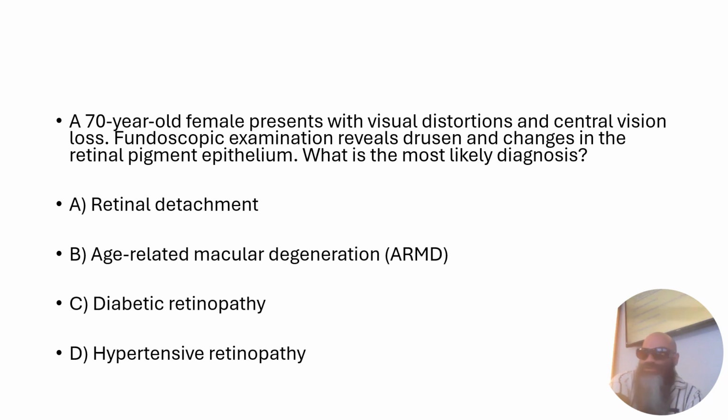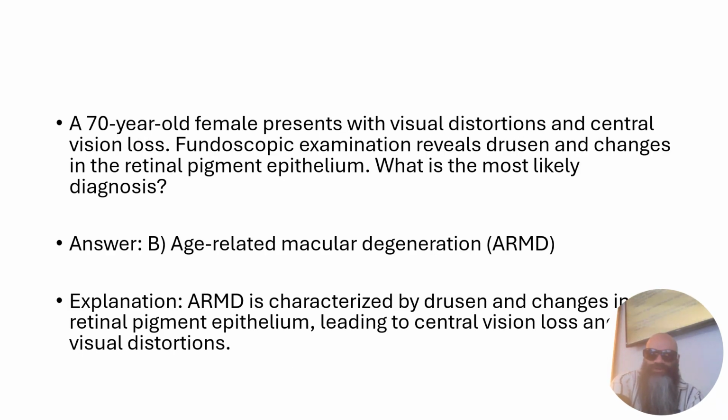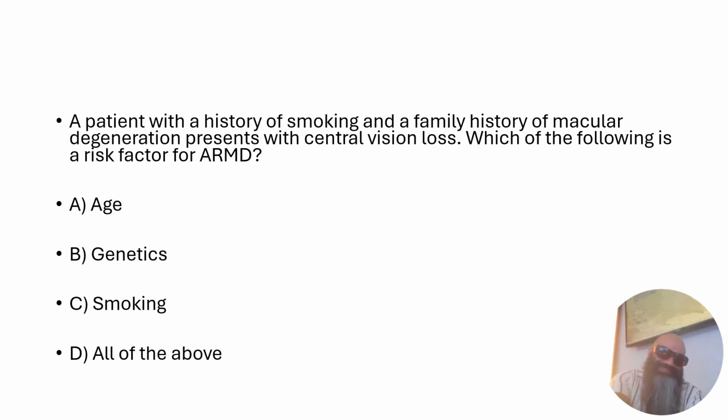All right, 70-year-old female. Ooh. Visual distortion, central vision loss. Drusen. B. You guys sure? Awesome. What gave it away? The Drusen? Drusen? All right, awesome. Yes, and old, yes. Over 50, you're done.